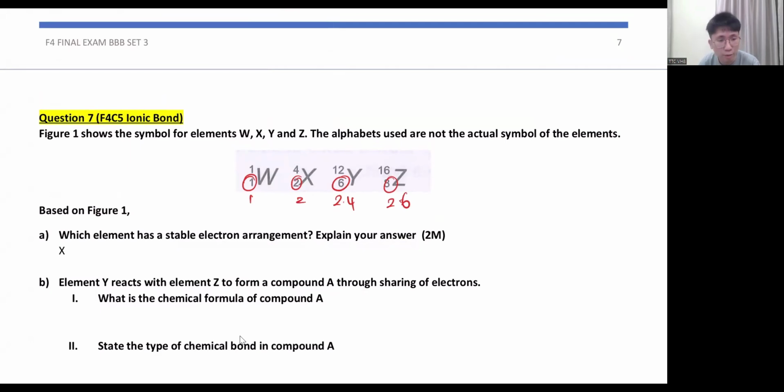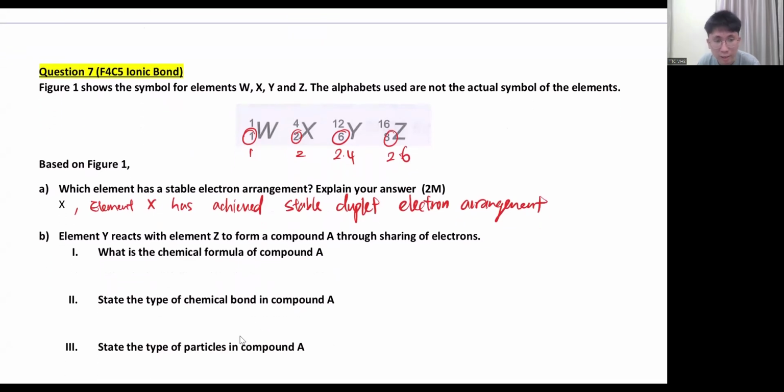Explain your answer. Why is there no explanation? We can say that element X has achieved stable duplet electron arrangement. Don't know why my explanation disappeared, but then I just add it in. Then they say element Y reacts with Z to form a compound A through sharing electron.